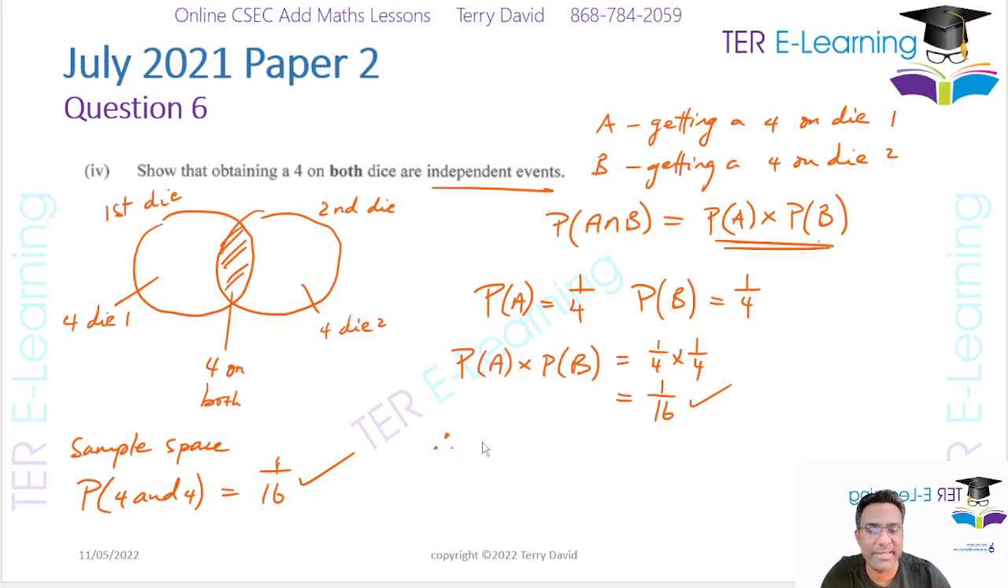So you just need to say therefore A and B are independent.